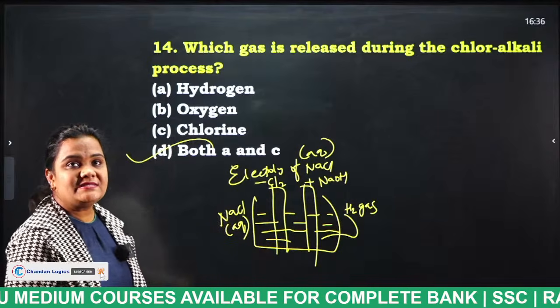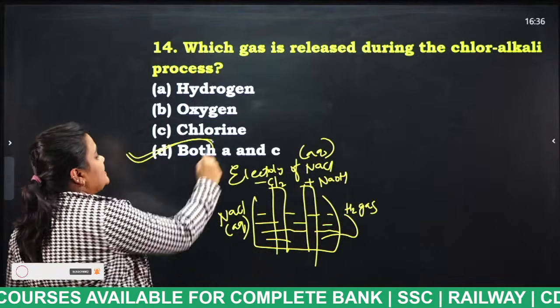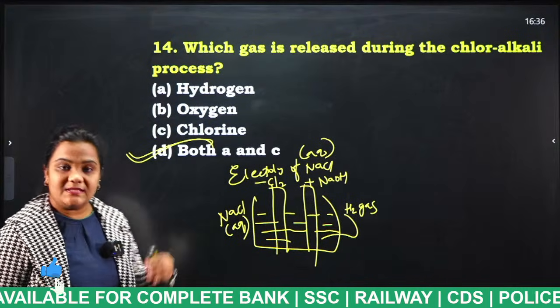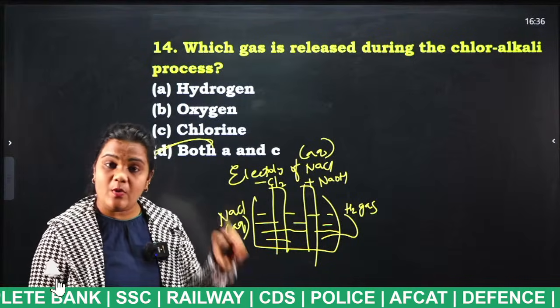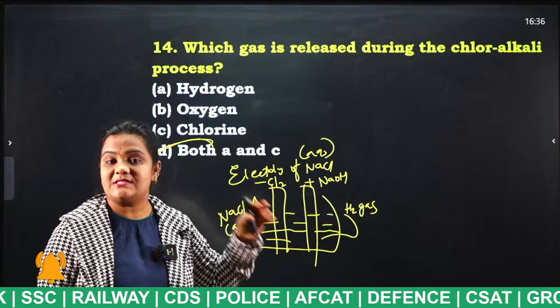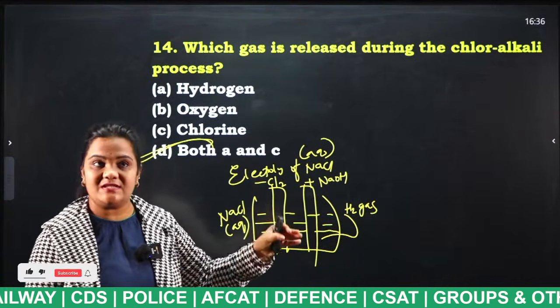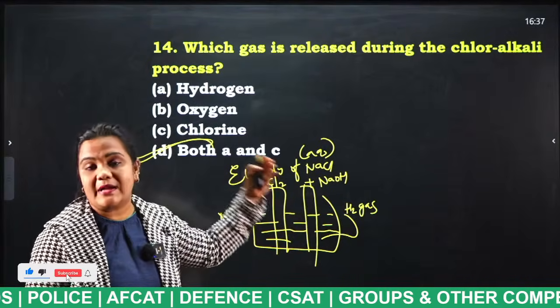Now what is the answer here, students? Both A and C. Chlorine gas is released at the anode and at the cathode NaOH is deposited, and hydrogen gas is released as the byproduct in the chlor-alkali process.